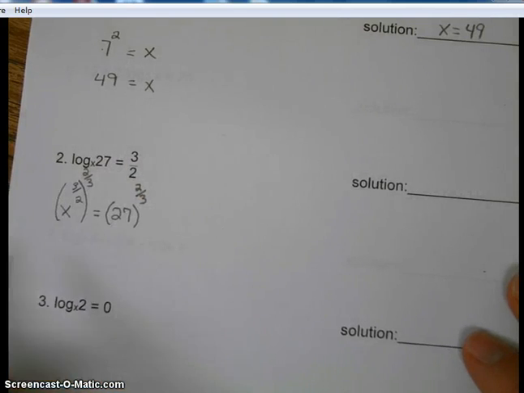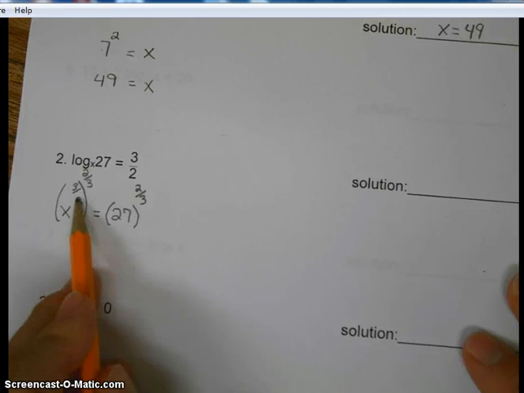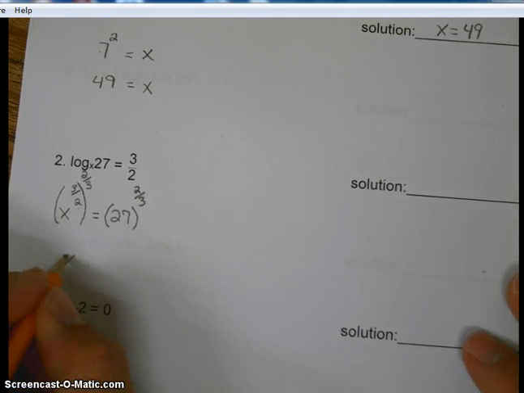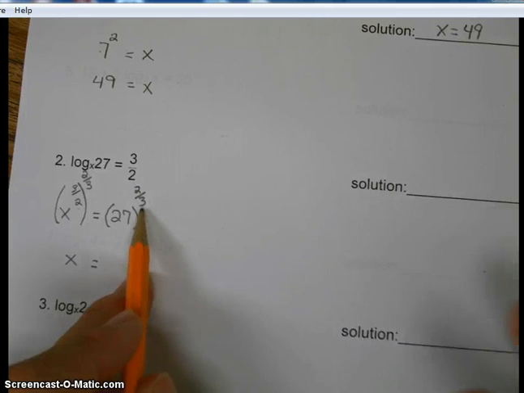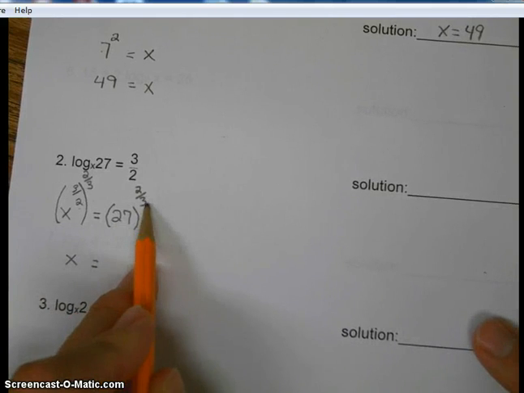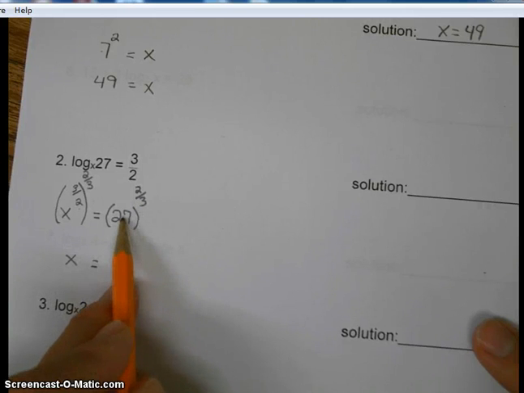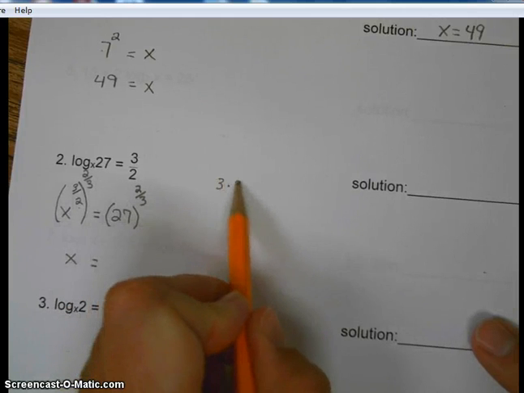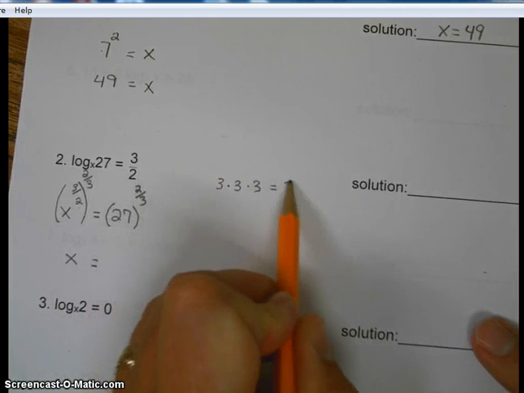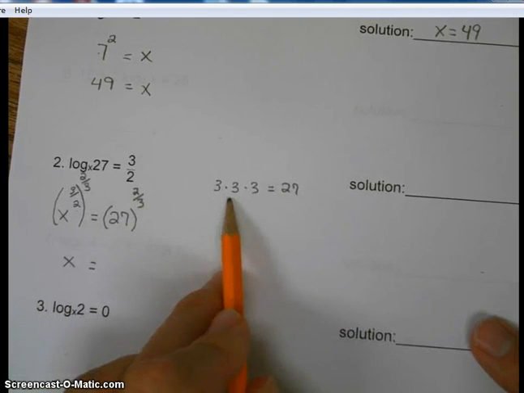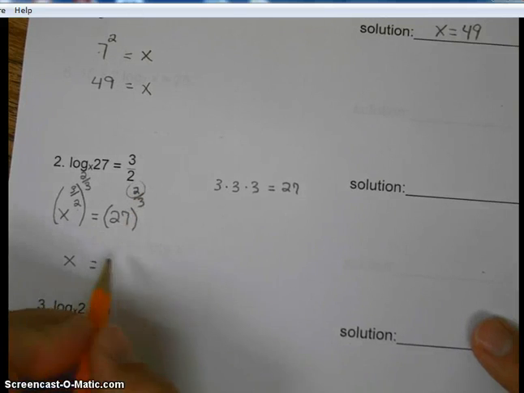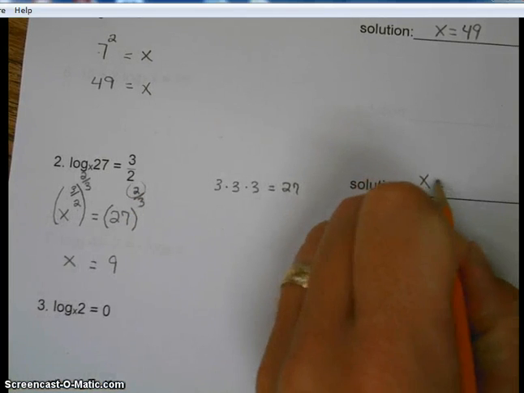Okay, so we know that when we have an exponent raised to an exponent, we multiply, and 3/2 times 2/3 is 1. So x is going to be equal to 27 to the 2/3 power. So the easiest way to do this is to do the root first. So the third root of 27 is 3, because 3 times 3 times 3 equals 27. And then 3 squared is 9. So x equals 9.